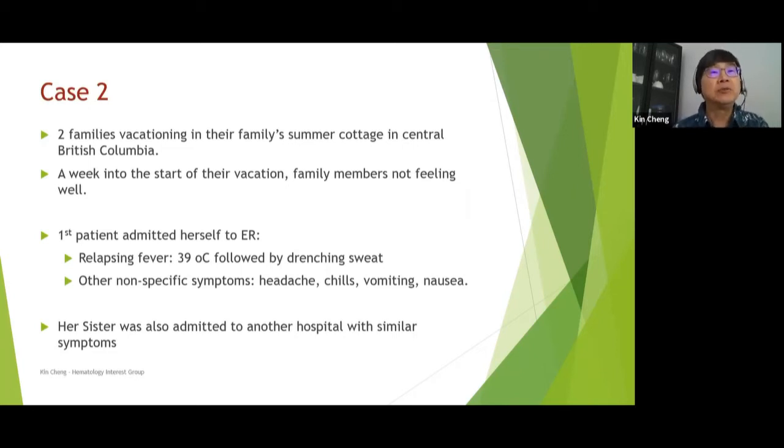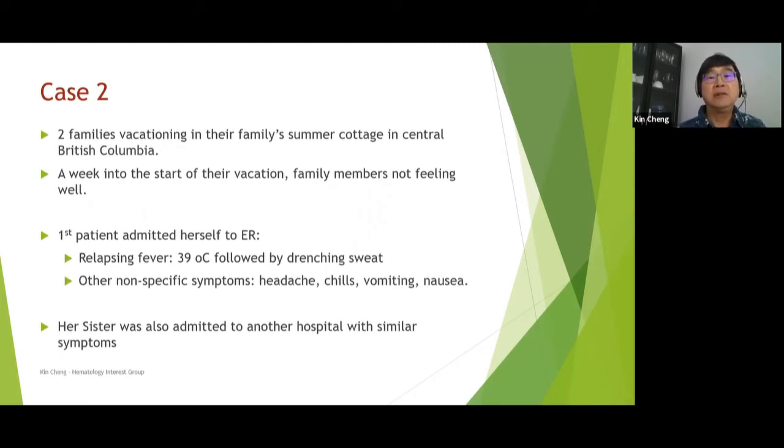Okay, case 2. The 2 families, actually they may even be 3 families, were on vacation in summertime. The family has a cottage in the country, and so they were vacationing. Now, don't forget, when we say a country cottage, that means the place is not looked after during most of the year. They only go back maybe during the summer months, and when they go in, they have to clean it up and tidy it up before the house guests or the family arrive.